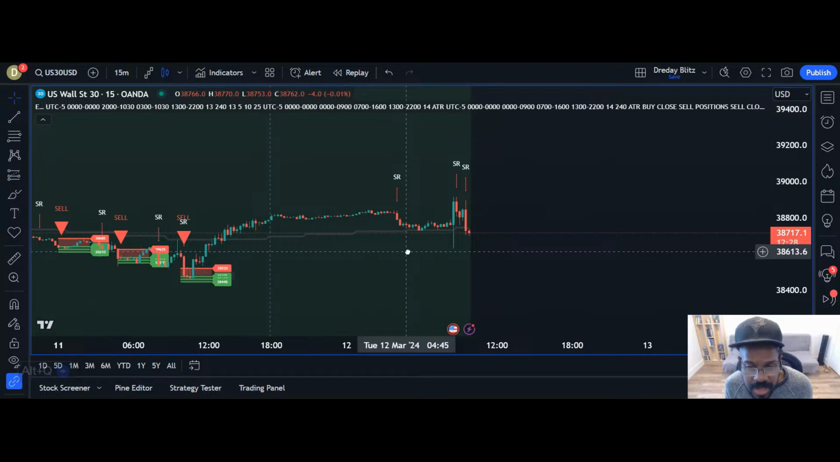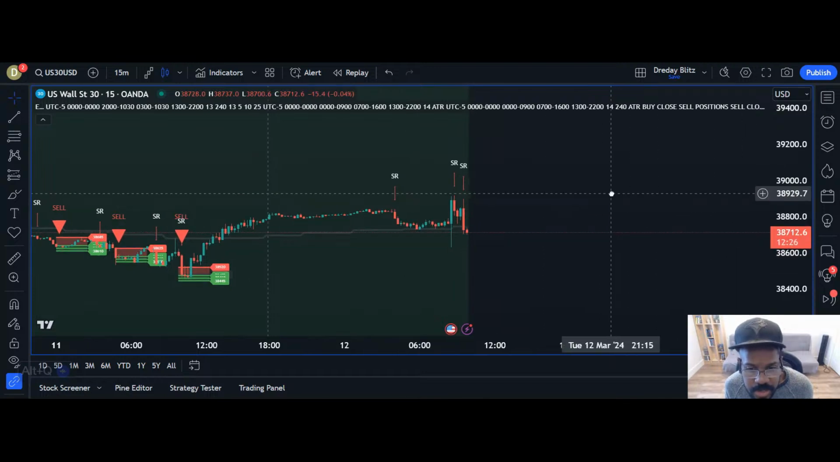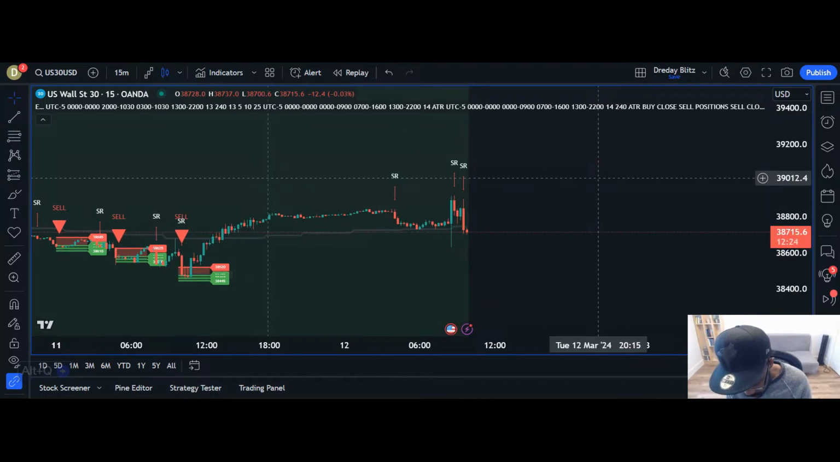All right. So basically, you have different types of options to trade. You could trade off of the SR, the SGs, or you could trade the buy and sell setups here.